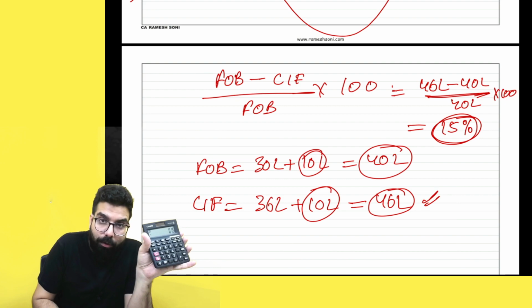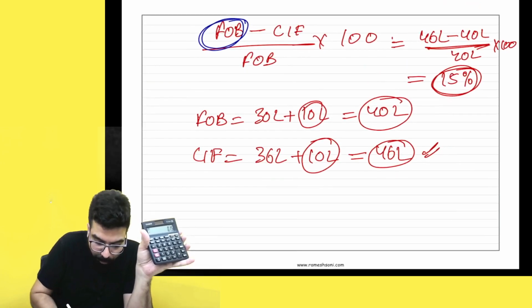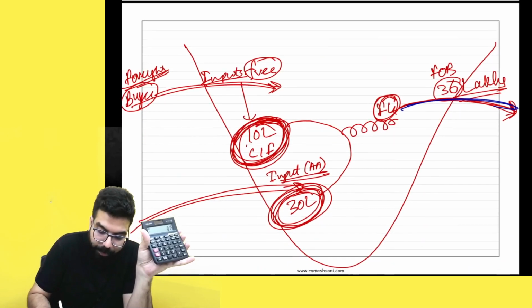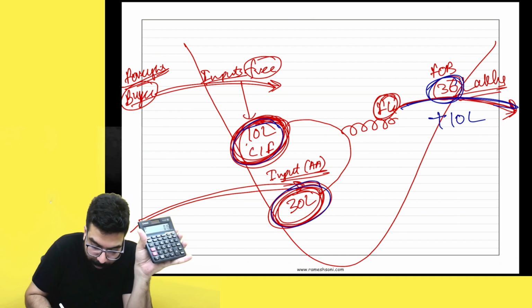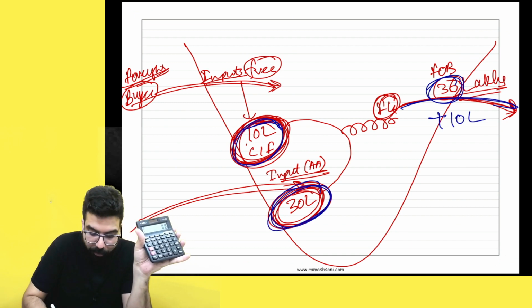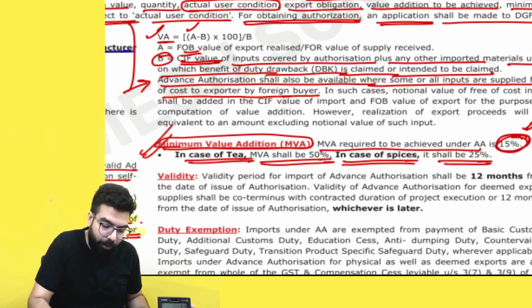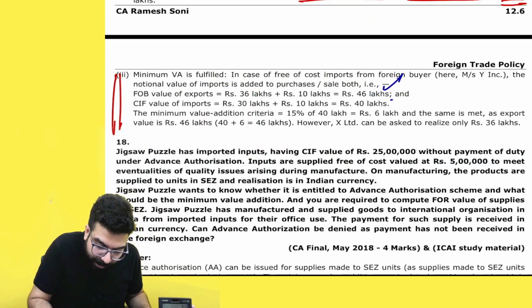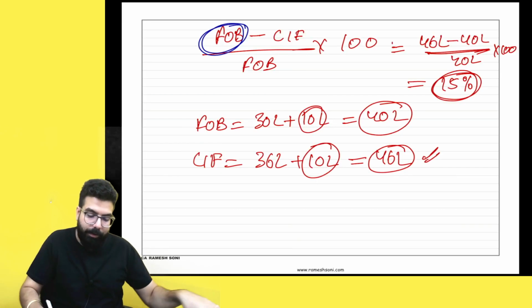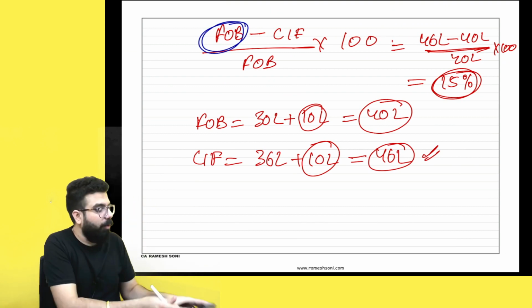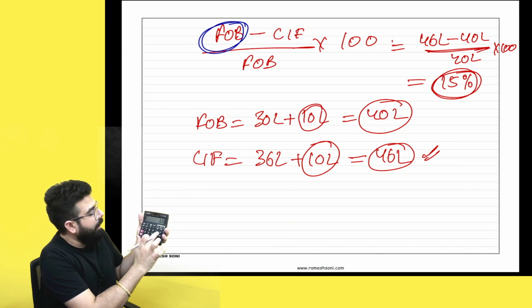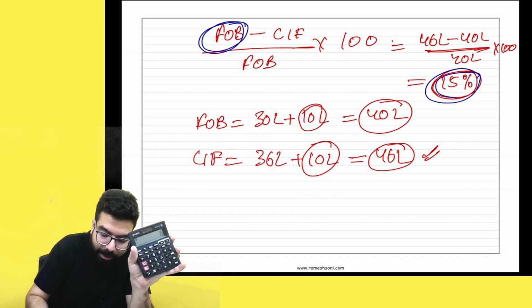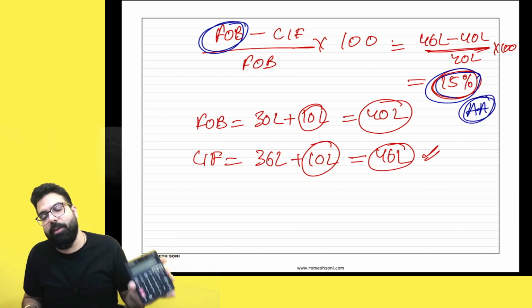Baba, the FOB value, the export value, you have to see. The FOB value will be more. FOB value minus the CIF value. So to the FOB value you add 10 lakh rupees, and to this value you also add 10 lakh rupees. So it is 40 lakh rupees and it is 46 lakh rupees over here. So 46 lakh minus 40 lakh, divided by 40 lakh into 100, will give you 15%, and hence the minimum value addition criteria under the advance authorization scheme has been fulfilled.